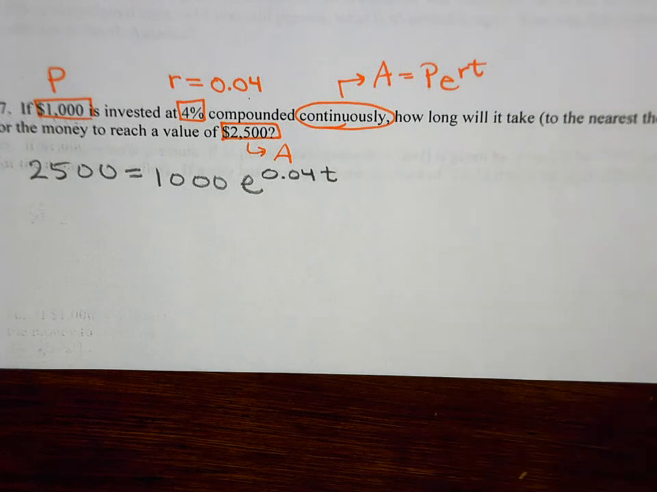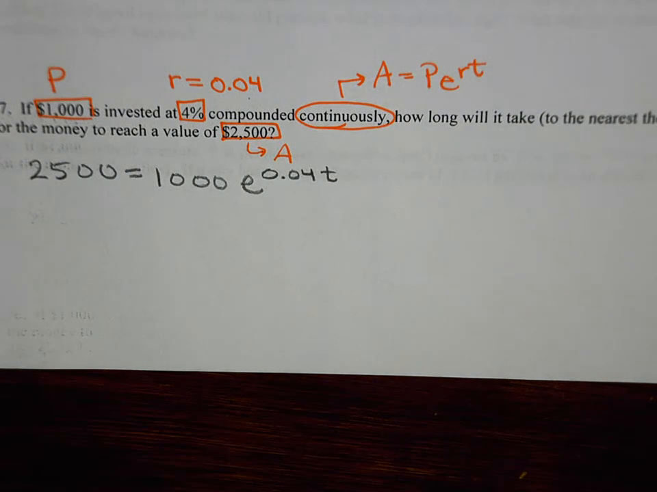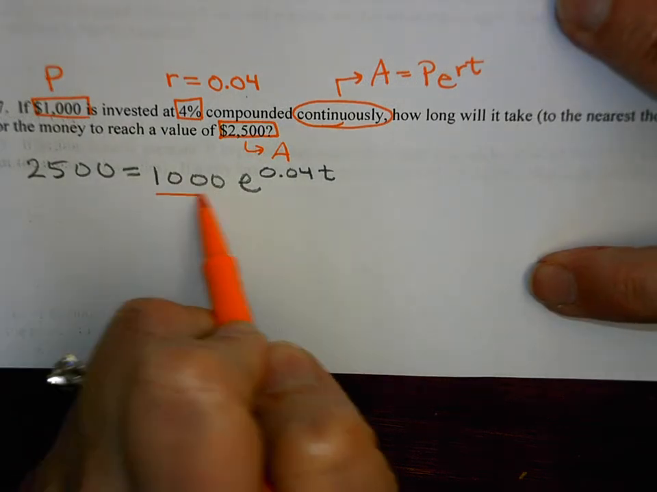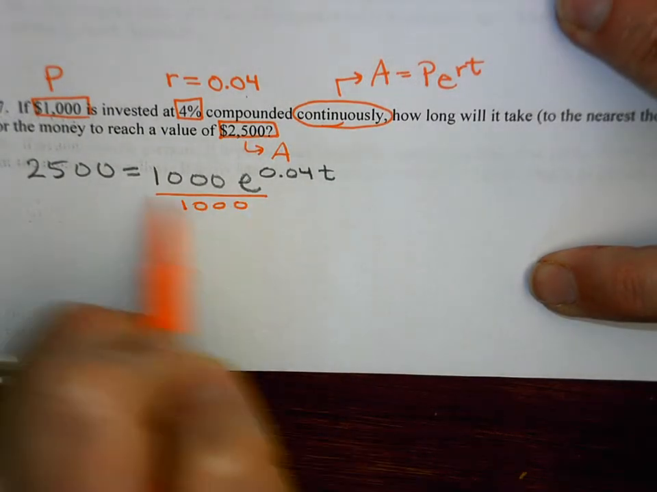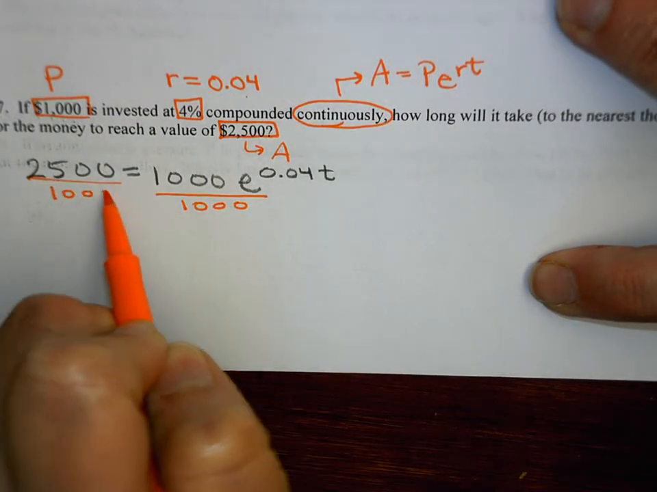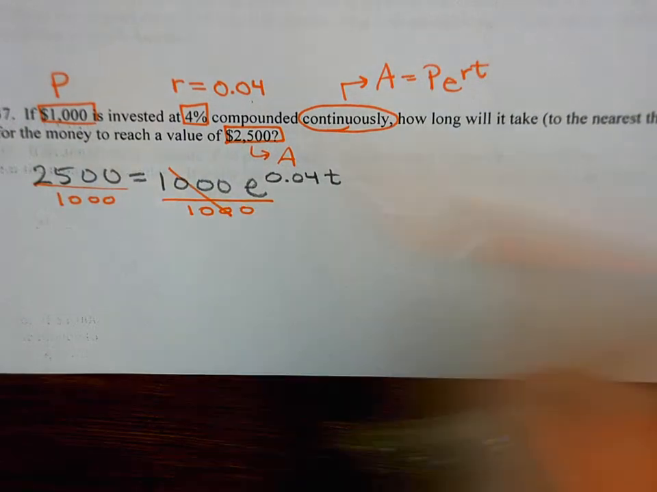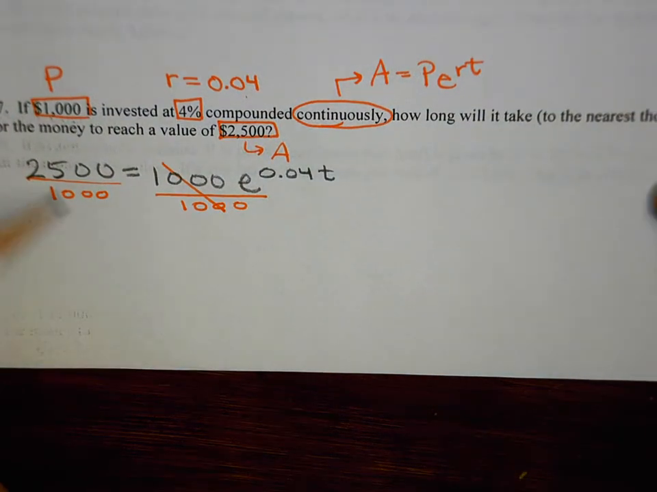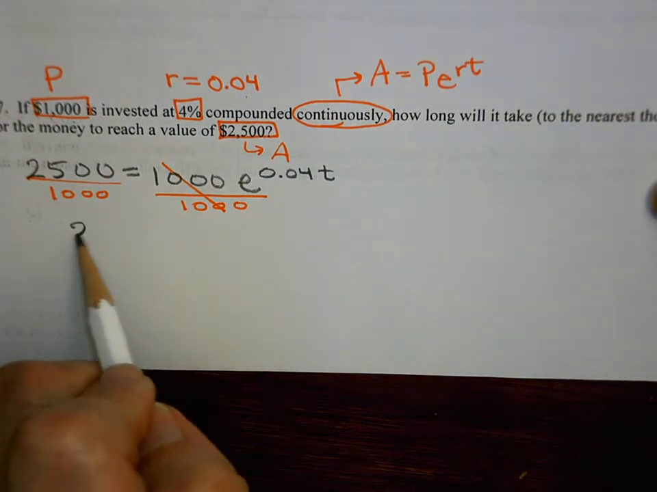So then from here, I'm looking to isolate the exponential. So that means I want to get the 1,000 to the other side. So I'm going to divide by 1,000. And that gives me 1. So then when I divide that, that would be 2.5.